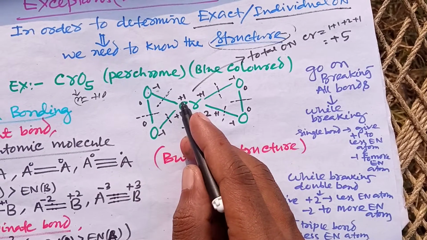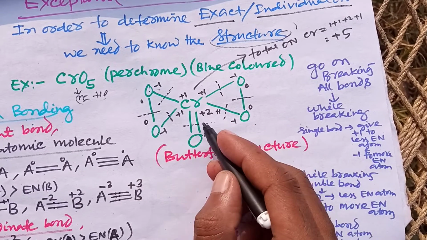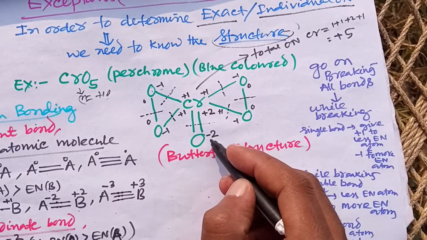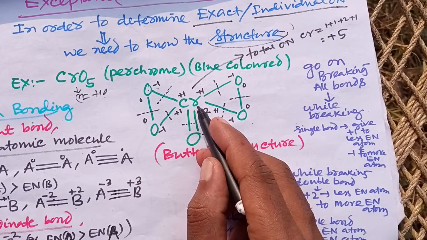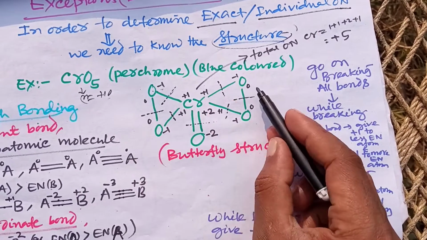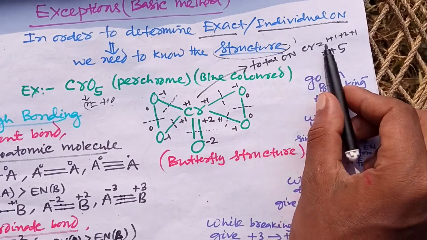Similarly, breaking this bond, you assign -1 to oxygen as it is more electronegative than chromium. While breaking this bond, you assign +2 to chromium and -2 to oxygen, as chromium is less electronegative than oxygen. So we break all the bonds, and then finally you count the total charge on chromium, which is nothing but +5.